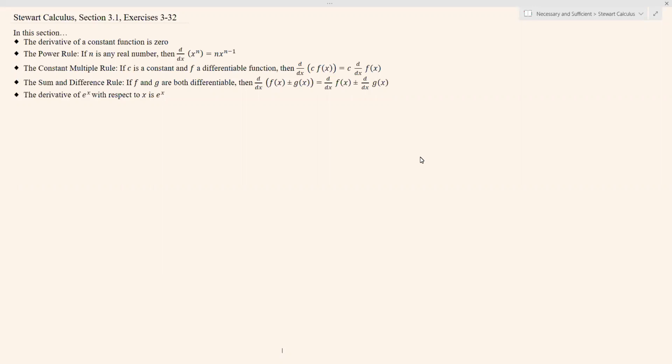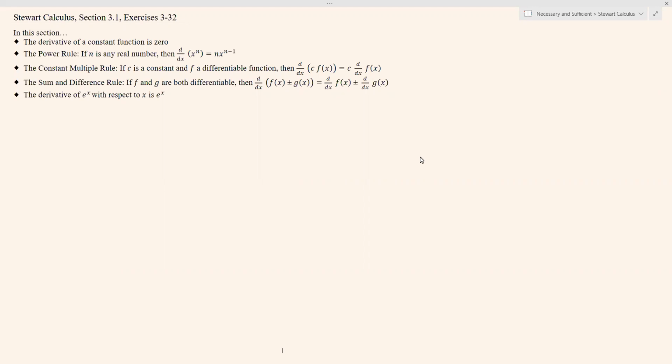Let's review them quickly. The first thing we want to remember is that the derivative of a constant function is 0. We have the power rule, which says that if n is any real number, then the derivative of x to the n is n times x to the power of n minus 1. We have the constant multiple rule, which says that if c is a constant and f a differentiable function, then the derivative of c times f of x is the same thing as c times the derivative of f.